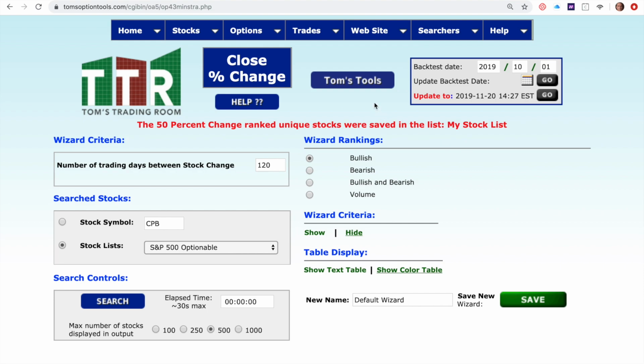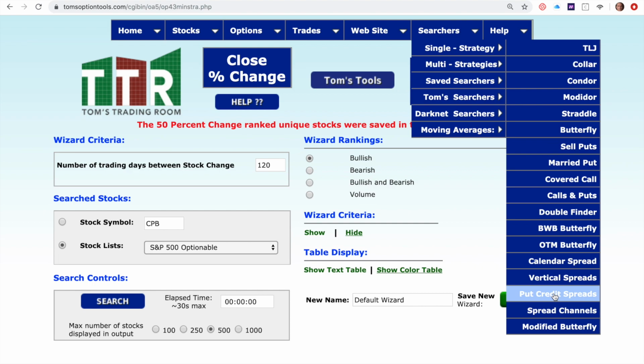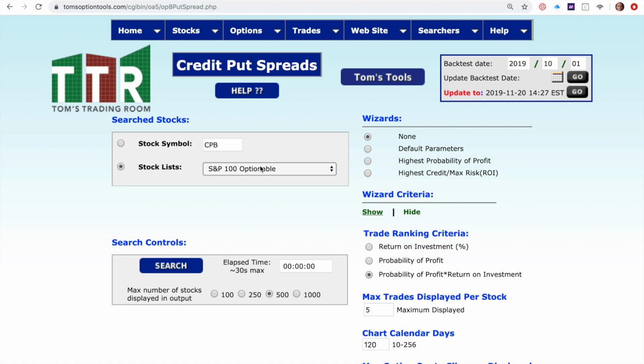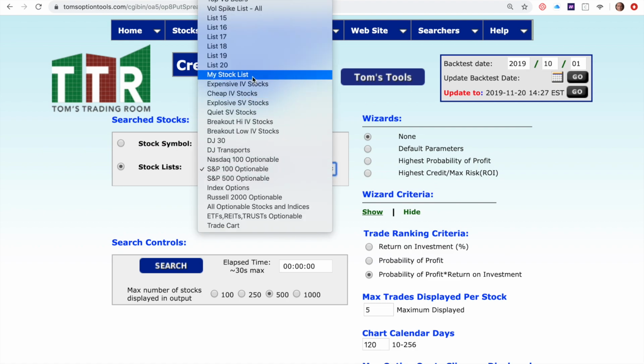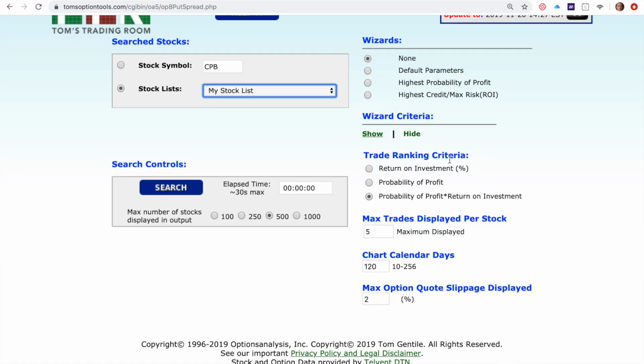So the next step is to pop those stocks into a new searcher. I'm going to go to Searchers, Single Strategy, and put credit spreads. You can call these bull put spreads if you like. And the first thing that we want to do is make sure that we're going to pass the bullish stocks into the scanner. So make sure you select My Stock List next to Stock List. And then I want to make sure my ranking criteria is probability of profit times return on investment. That's a really nice way to rank the best trades, the ones that have the best ratio of probability and profitability. So I'm going to hit my search button.